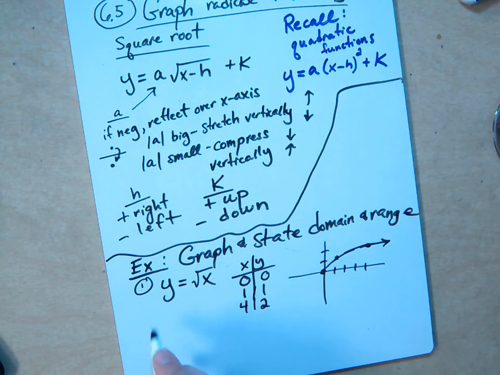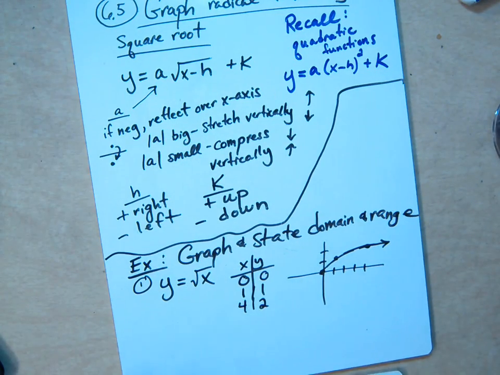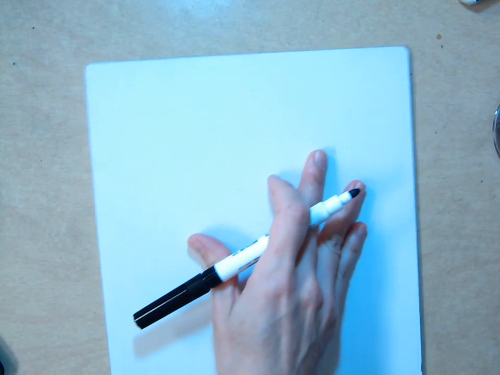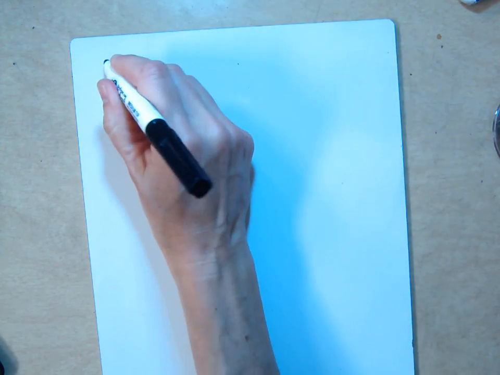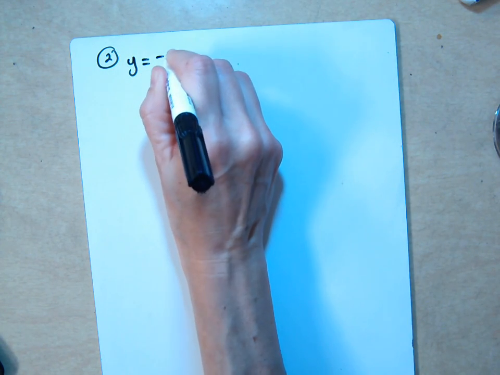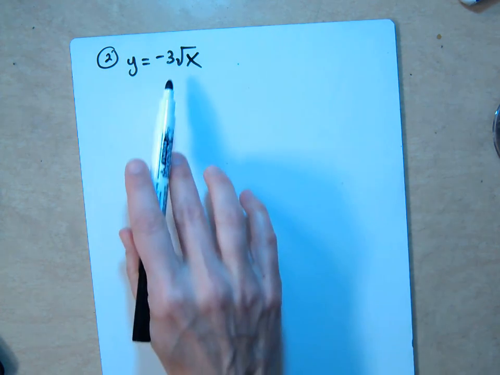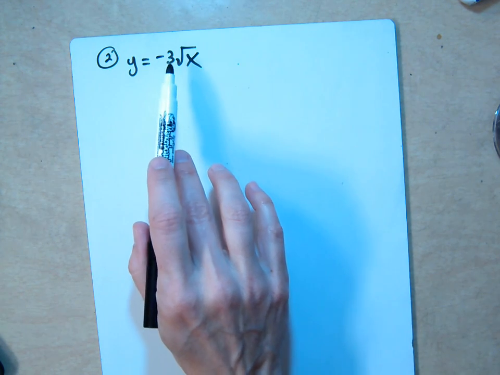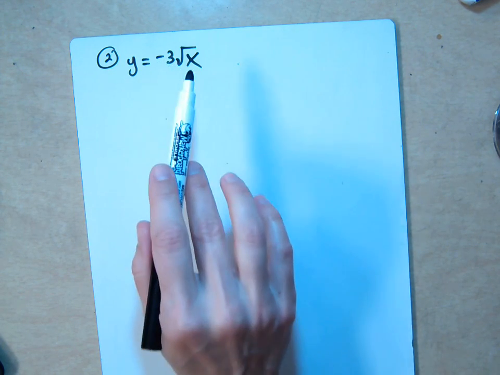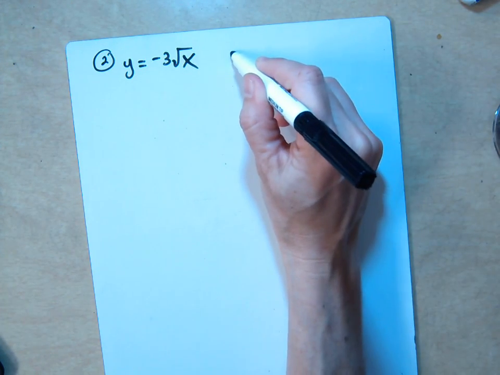So let's see what happens. I'm going to switch to a new board here. So let's say we do y equals negative 3 root x. Oh, and then we'll practice stating the domain and range as well. Okay, so before we even start, see how a is negative 3. That's going to do 2 things to the parent graph. What 2 things is it going to do?